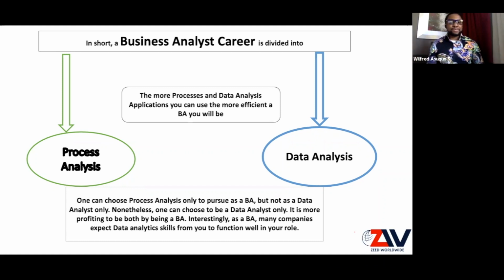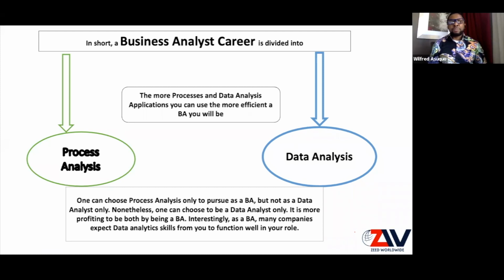That's why I love my role. I'm always talking to the stakeholders and the end users. I'm always at the center. So one can choose to be a data analyst only. Yes, if you choose to be a data analyst only, fine. But it is more profitable to be both by being a BA.